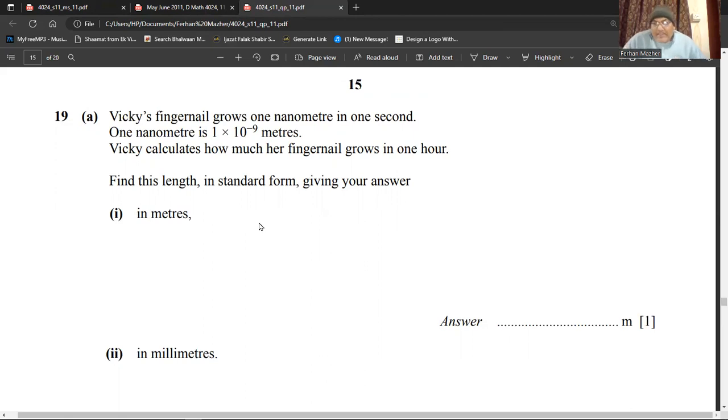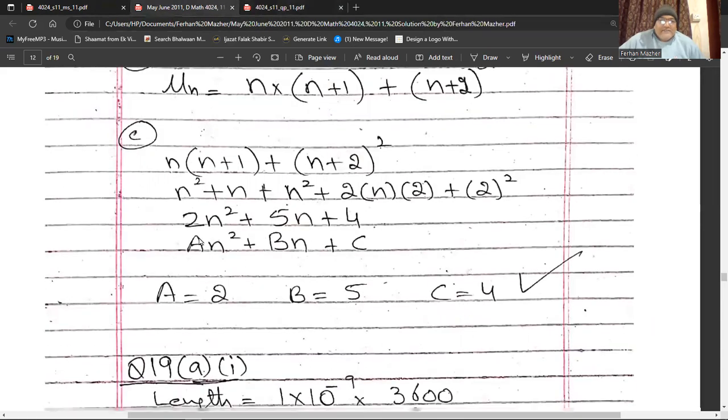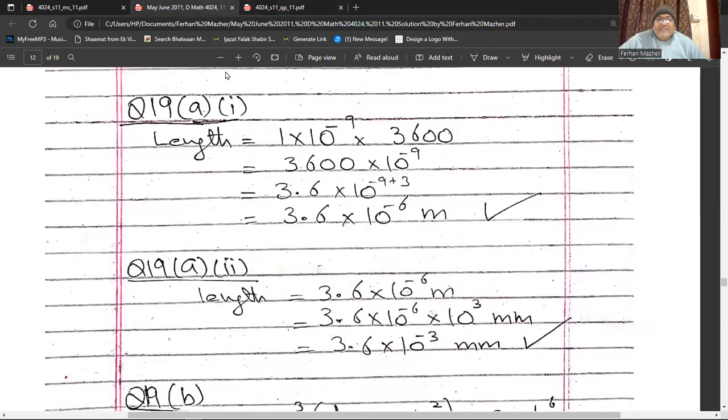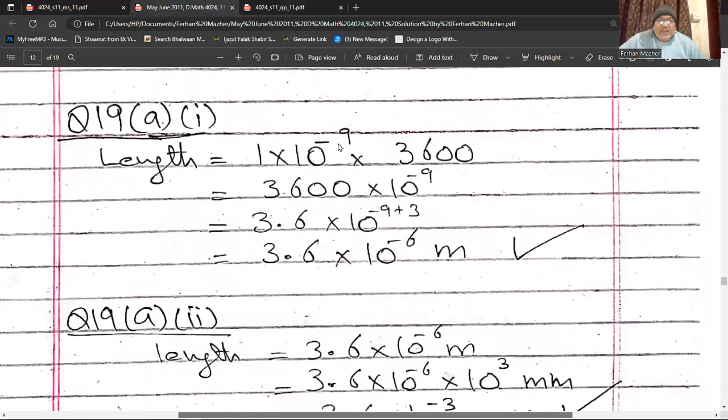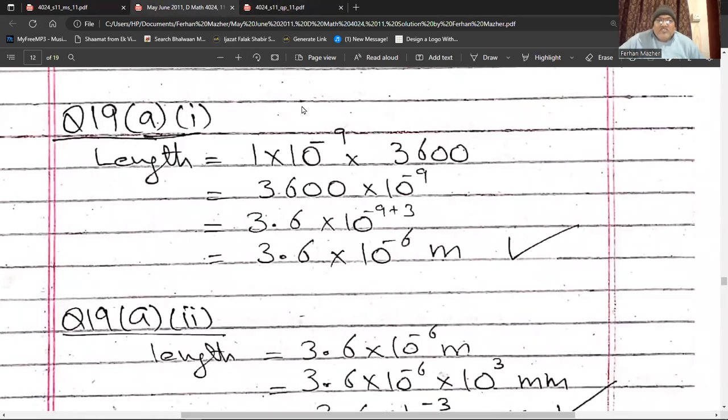Okay, in 1 second, they grow 1 × 10^-9 meters. So in 1 hour, how much will they grow? Because you know that in 1 hour there are 3600 seconds. So the length after 1 hour will be, this is the rate of their growth, multiplied by 3600 seconds. So you will have 3600 × 10^-9.